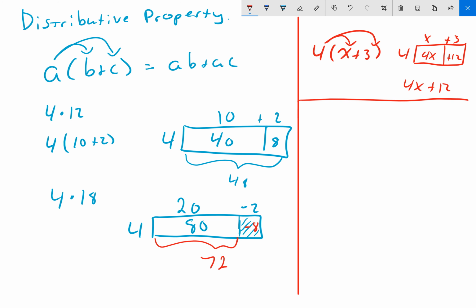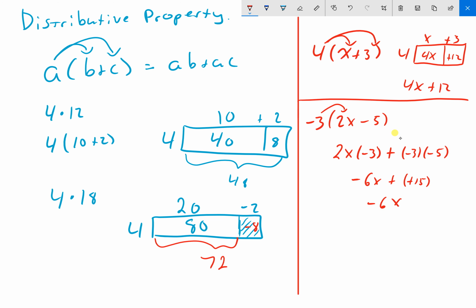If 2 kids come to my house and I'm handing out negative 3s, and one kid is 2x and the other kid is negative 5, well, the 2x has to go away with the negative 3, so I get 2x times negative 3, which is negative 6x. And the negative 5 has to go with the negative 3, so negative 3 times negative 5 is a positive 15. So that's negative 6x and a positive 15.